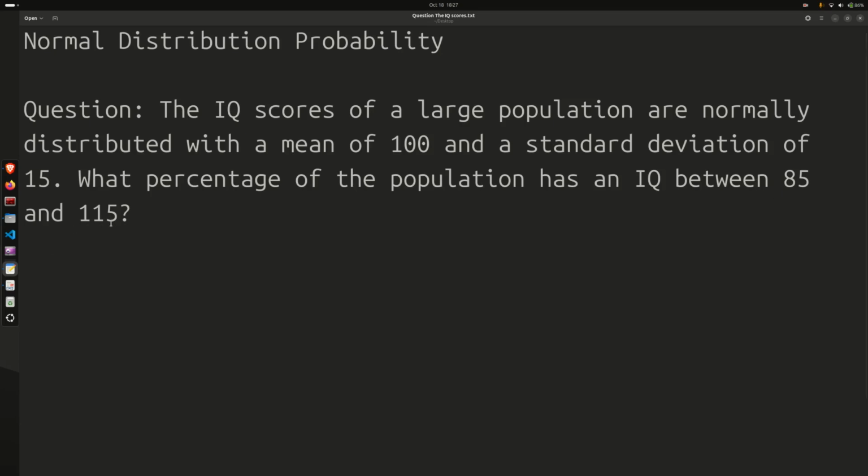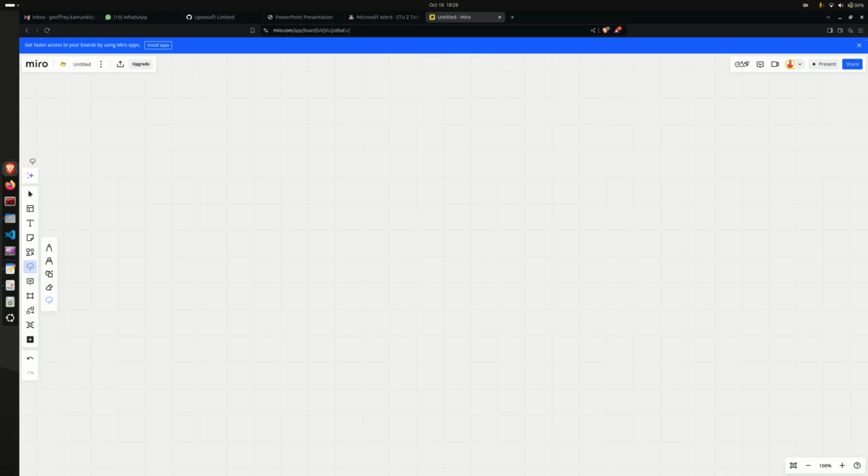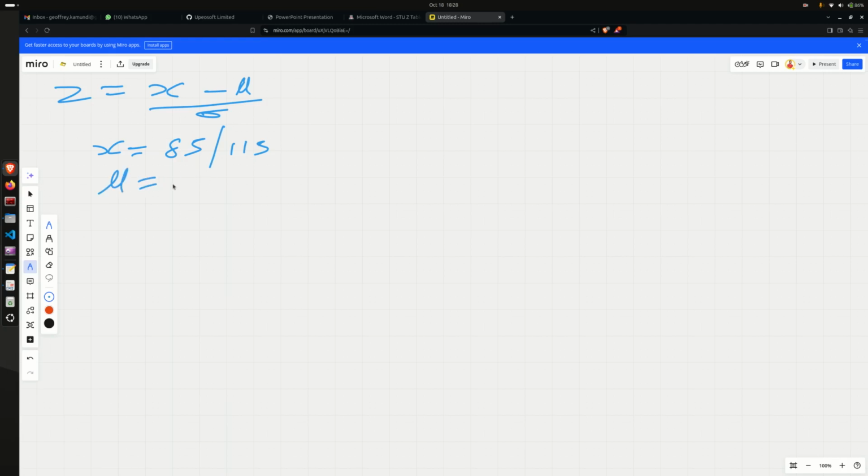Now, when you find this kind of question, this is basically the normal distribution curve we are talking about. The formula to get this is z. Because we need to find z, z is normally x minus μ, divided by σ. The x is normally our values, so our x here is 85 and 115. Our μ is 100 because it is the mean, and σ is our standard deviation, which is 15.